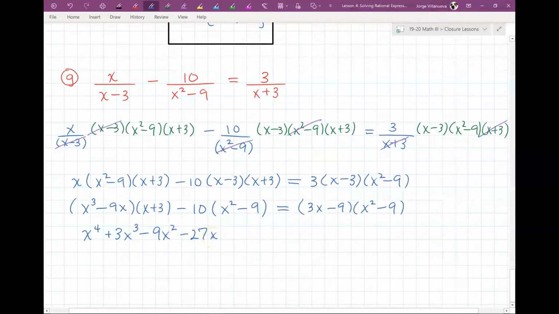So there's that. Now let's do the negative 10. So it's a negative 10x squared plus 90. And then over here, we'll do first, outer, inner, last. So that's 3x cubed, and then outer will be a negative 27x. The inner will be a negative 9x squared. And the last will be a positive 81.